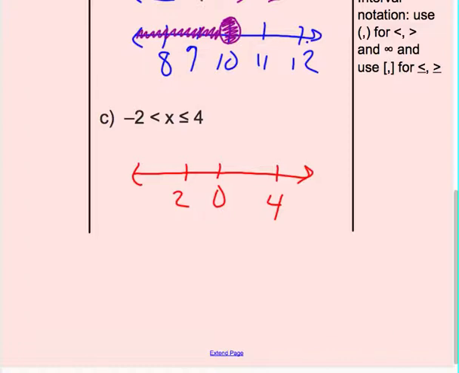So we will have an open circle at -2 because that is not part of the solution, and a closed circle at 4 because that is part of the solution. And obviously x is in between, so we will shade in between the two. So for the set notation, -2 is not part of the solution, so that will be a parenthesis. And 4 is, we will use a bracket around the 4.